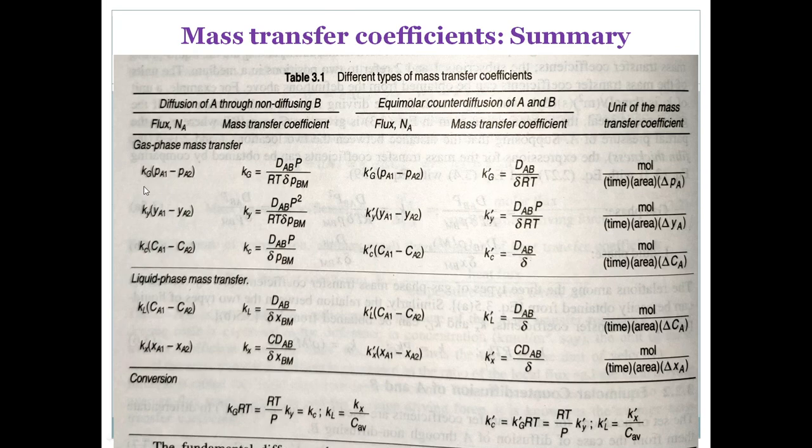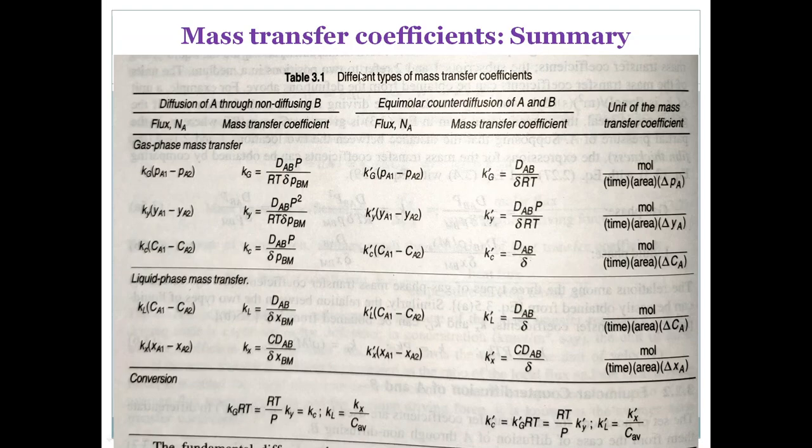Now last day we have seen that k prime c is D AB by delta and k prime L is also D AB by delta. For other mass transfer coefficients the conversion factors are there, but everywhere, if you take any mass transfer coefficient, D AB by delta is there. D AB by delta, everywhere it is there. This is a fundamental thing. With this, there is some conversion factor. And what is this conversion factor?